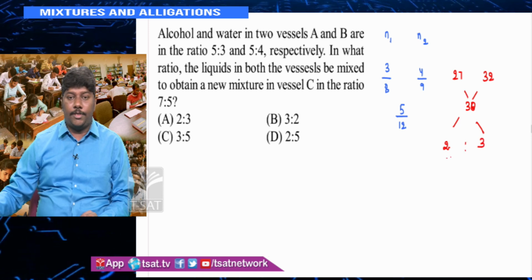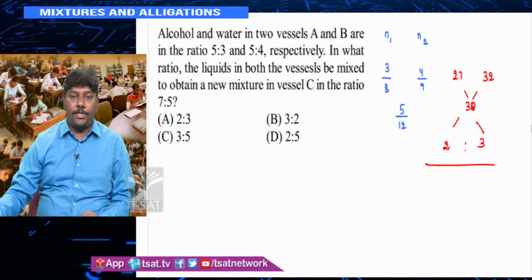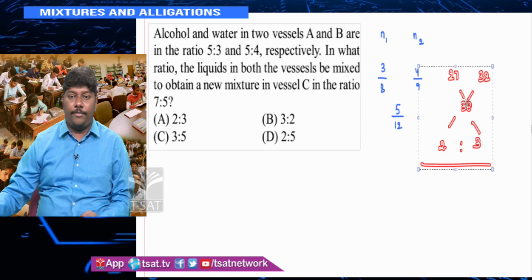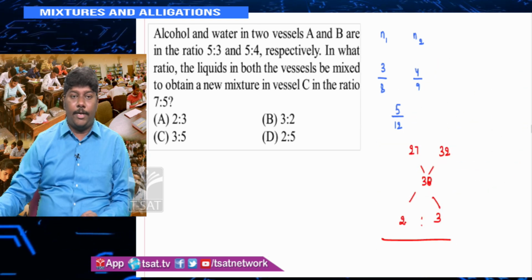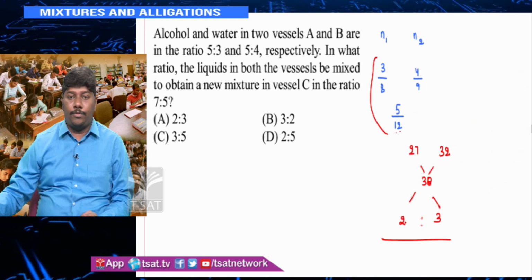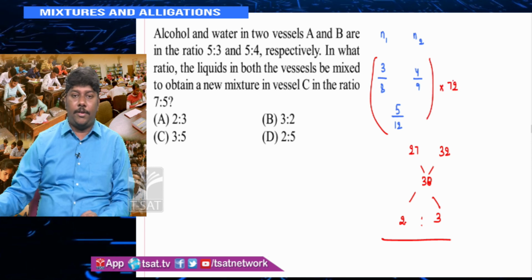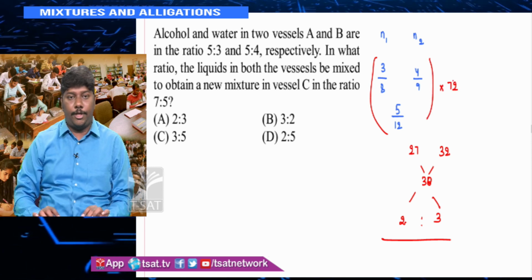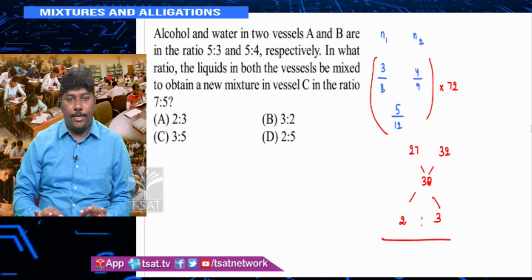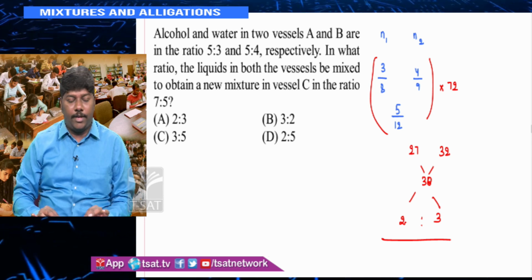So in what ratio you must add them? You must add them in the ratio 2:3. I am multiplying everything with what? I am multiplying everything with 72. How do I get this 72? The LCM of all the denominators. LCM of 8, 9, 12, 72. So just do the LCM of all the denominators and multiply it with the LCM. You will get the answer.